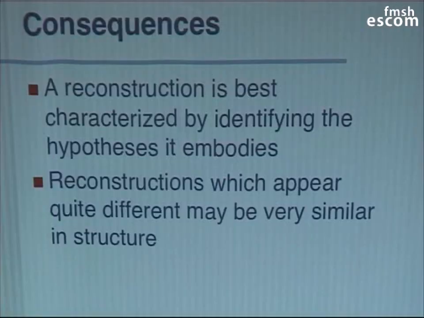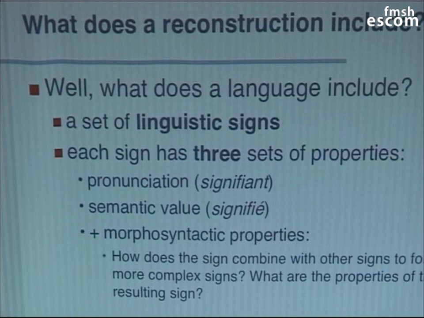So, consequences of our views: if you see a reconstruction as a set of hypotheses, the best way of characterizing different reconstructions and the differences between them is probably to identify the hypotheses embodied in the reconstruction. Just looking at the written forms often gives you a wrong impression, because reconstructions with very similar assumptions or hypotheses can have very different notations and things like that. So that's just a small note there. So what does a reconstruction include?